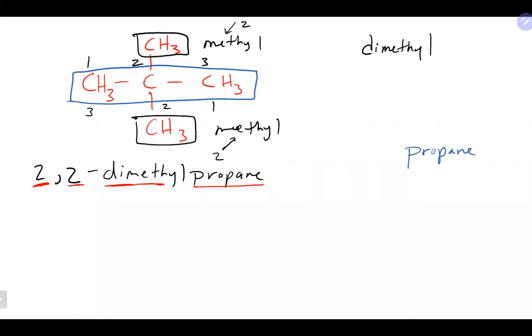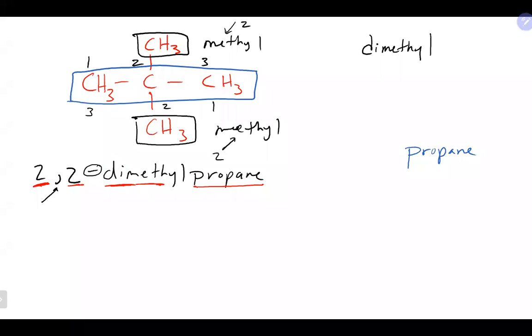So once again, with the correct numbers there, we put a comma between 2 numbers and a dash between a number and a letter. And in this case, once again, the di is not because they happen to be on the same carbon, but because they're in the same compound.